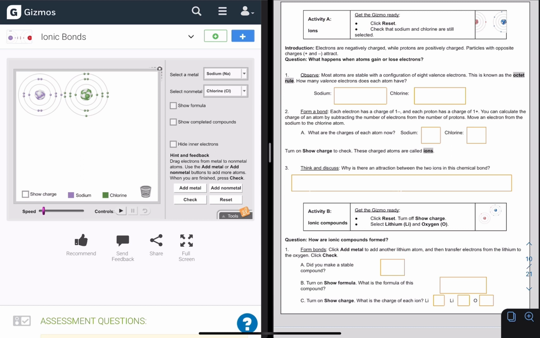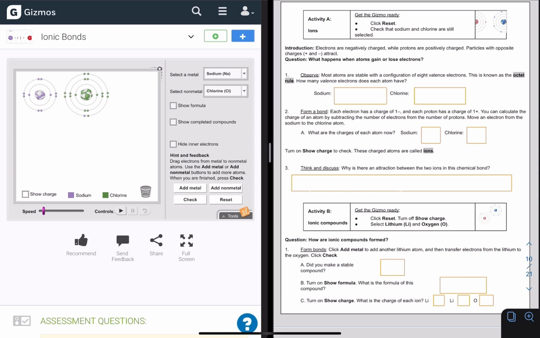Each proton has a charge of +1. You can calculate the charge of an atom by subtracting the number of electrons from the number of protons. Move an electron from the sodium to the chlorine atom, and then it asks you, what are the charges of each atom now? So we're going to move an electron from the sodium, the purple one, to chlorine, and then you can use the octet rule to try to figure out what the charges would be.